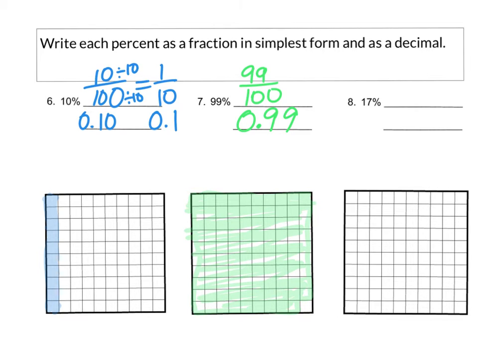17%. When I look at 17%, that means I would have 17 of my grid squares colored in. So I colored in one group of 10 and 7 more. When I write that, I write it as 17 out of 100, or 17 hundredths. That can't be simplified, and so the decimal looks like this, 17 hundredths.